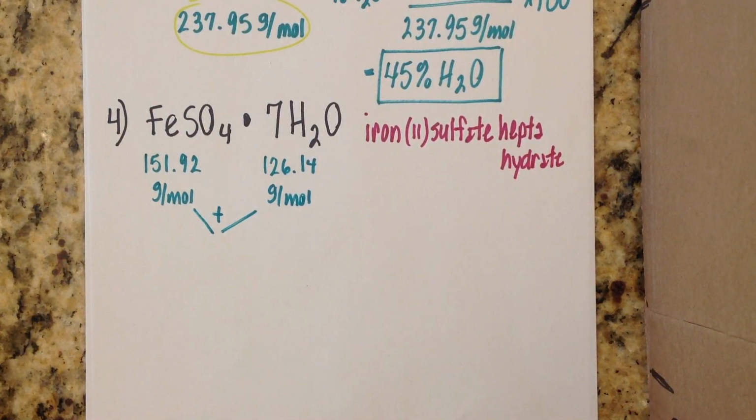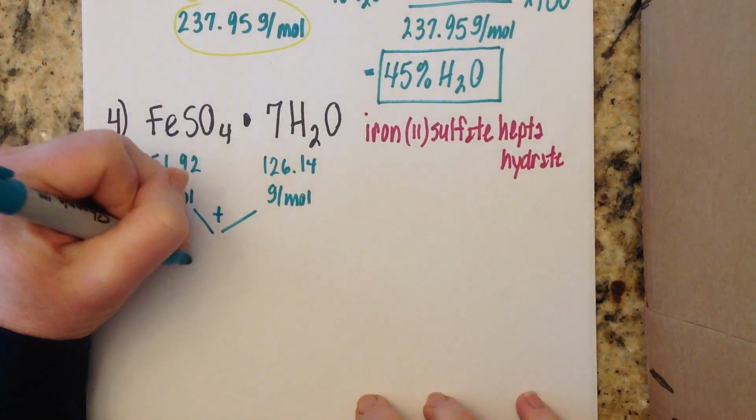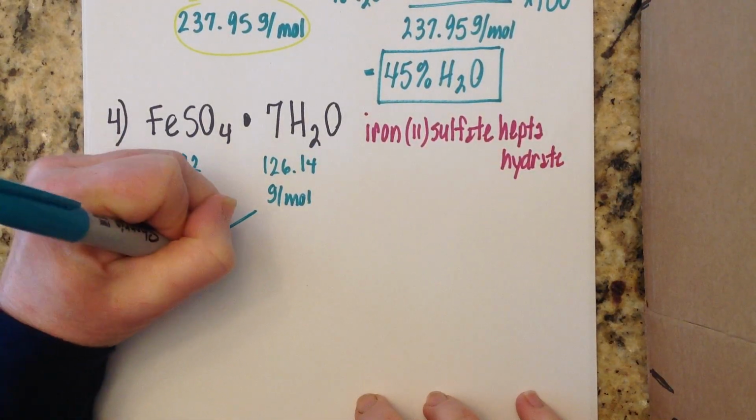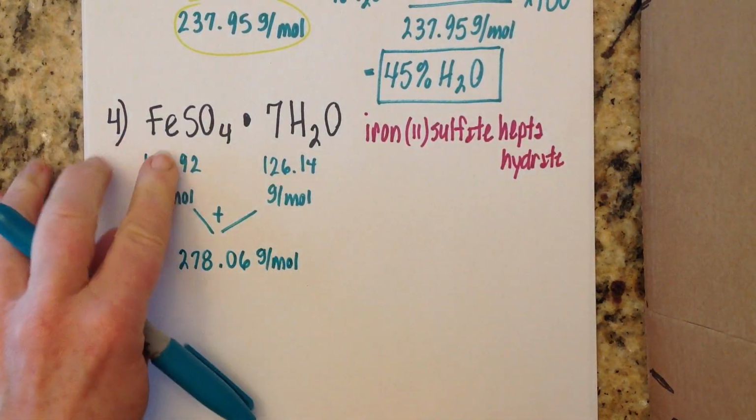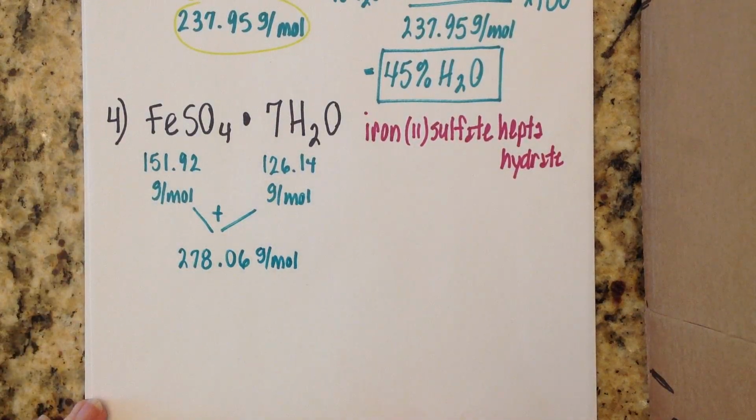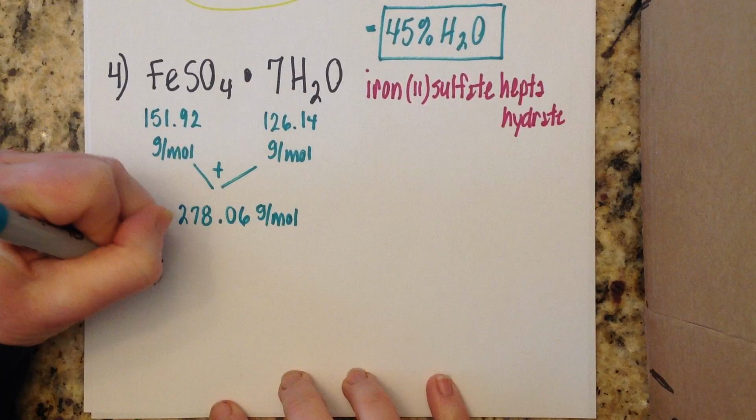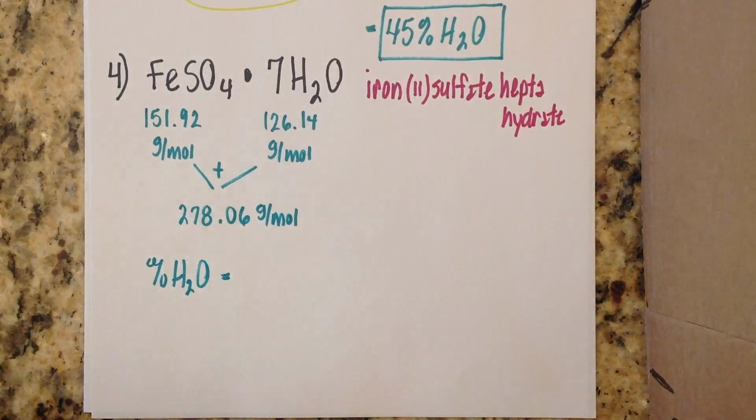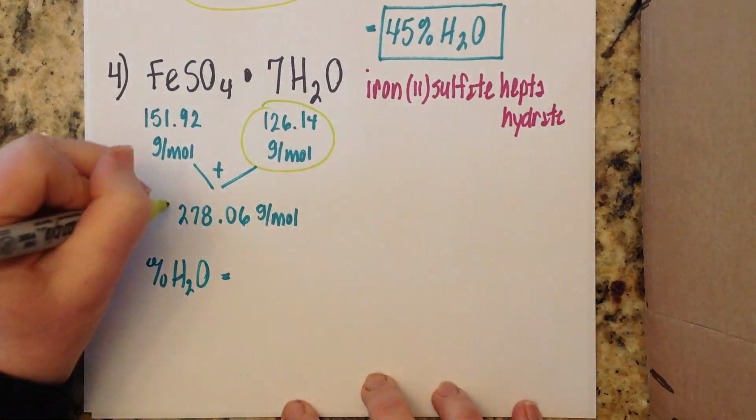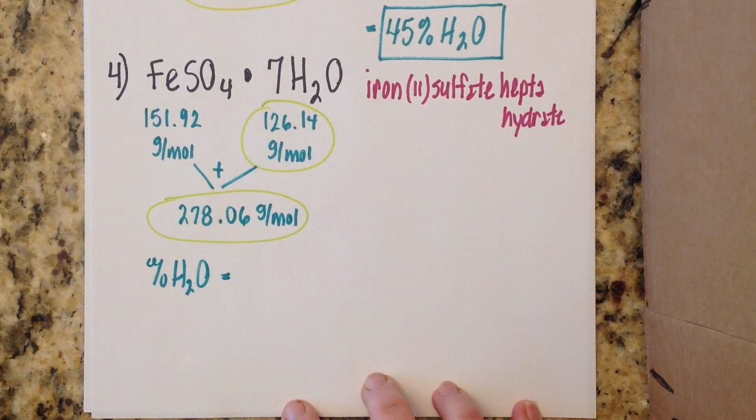So 126.14 plus 151.92 equals 278.06 grams per mole. So we have the molar mass of our iron 2 sulfate, we have the molar mass of 7 water molecules, and we have the total mass when we've added them together. And now I'm just going to do this down here for the percent water. We say the total water divided by the total of the hydrate times 100.